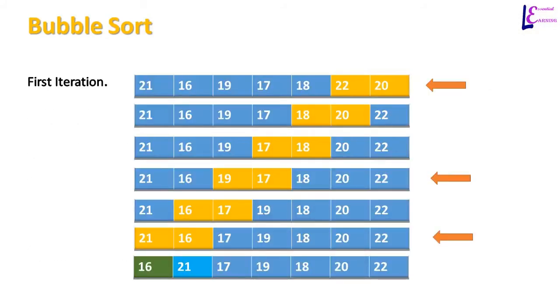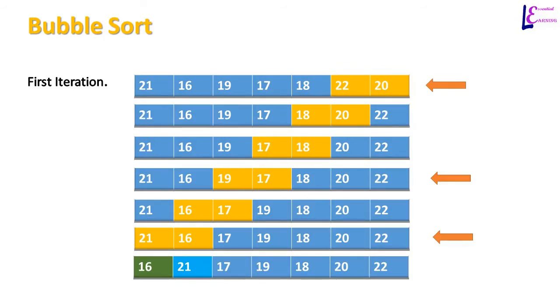This example demonstrates how pairs of elements are compared, and whenever the bottom or last element is smaller, swapping is done. First, 20 and 22 are compared. Since 20 is smaller, the positions of the two elements are exchanged or swapped. Then 20 and 18 are compared. Since 20 is greater, we move to the next two elements.